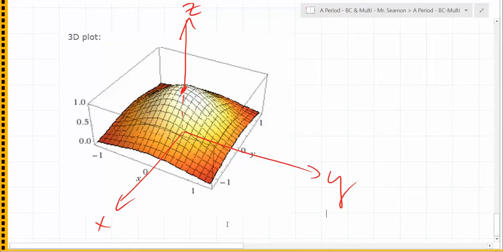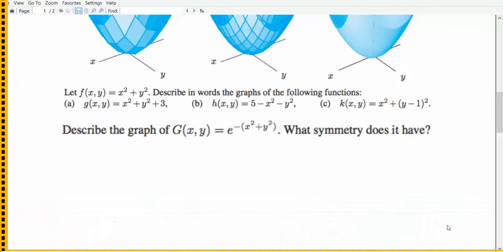What's kind of cool about it, though, is let's talk about what symmetry it has. Let's look at that picture. What kind of symmetry do you see? It has a rotational symmetry to it, right? So basically, any line on the xy plane through the origin, it's symmetric across that. It's kind of cool. Anyway, it's kind of neat. Yeah, it's pretty fun. So play around with Wolfram Alpha.